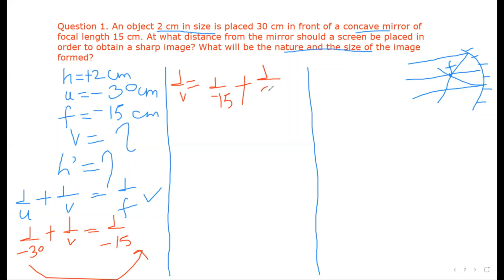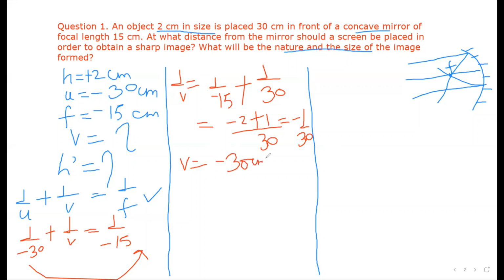Simple mathematics, simple calculation. In a hurry, don't make such mistakes. Right? The LCM. What is the LCM? LCM is 30 only. After solving, you'll get minus 2 plus 1, or we can say the answer will be minus 1 by 30. So from here, what is the value of v? You have to take the reciprocal because this is 1 by v. So it will be minus 30 centimeter.